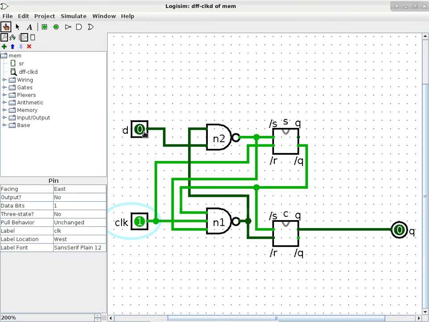All right, so just to illustrate, see, it's not going to change anything. It didn't change anything beyond N2. Okay, cool. What about clock?